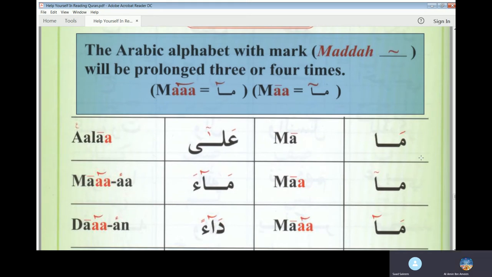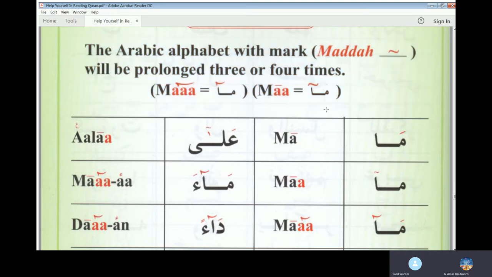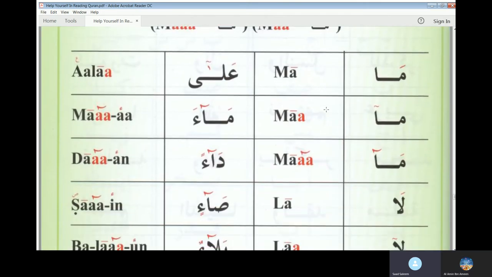The Arabic alphabet marked letter was being prolonged three or four times. Oh, look here. This first one is Alif Madd because it has a Fatha before Alif. So we will prolong it two times. Then this has small madd. We'll prolong it three times. Then this one has big madd. We'll prolong it four times. So this one two times, this one three times, and this one four times.